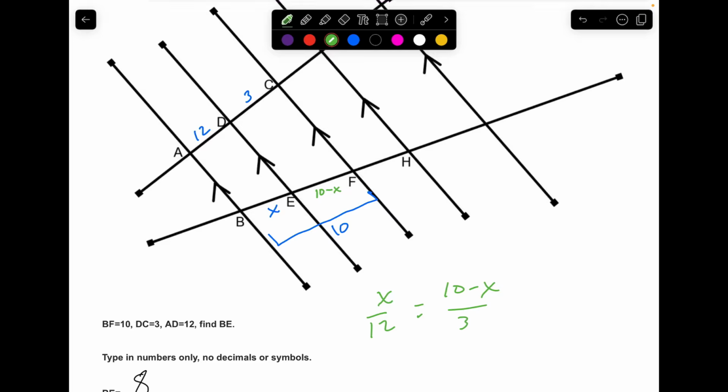Or another maybe less obvious would be is you know that this is 15. 12 plus 3 is 15. So you could do x over 12 equals 10 over 15. Remember, you can do any combination you want as long as it's the same combination. So these two combined would go with those two combined, 10 and 15. These are both just as good. You're going to get the same answer both ways.